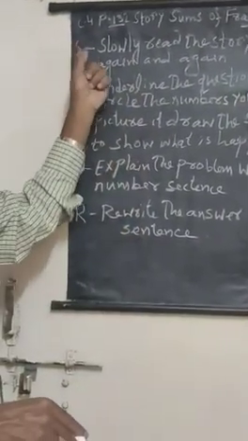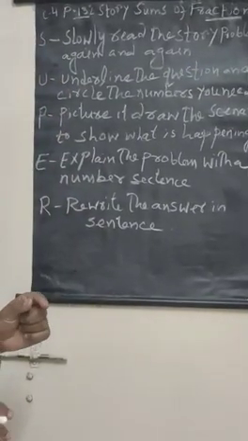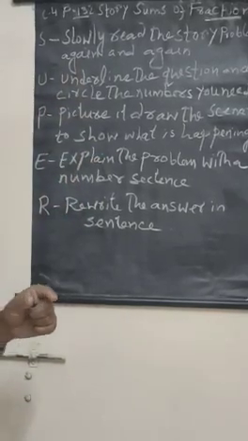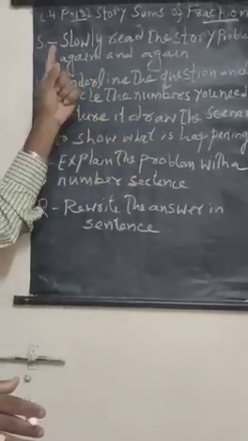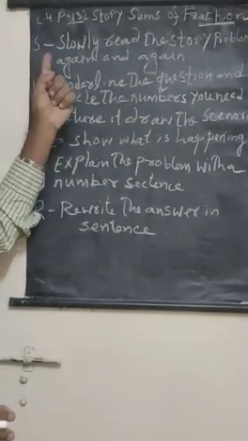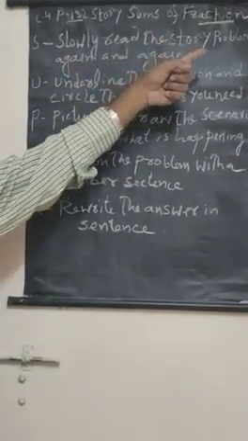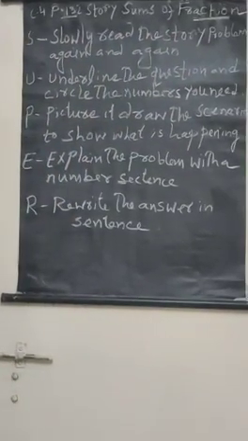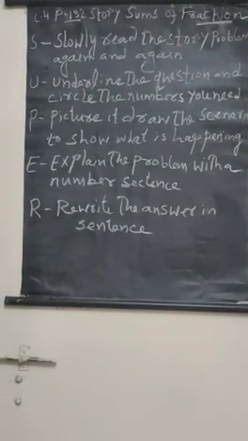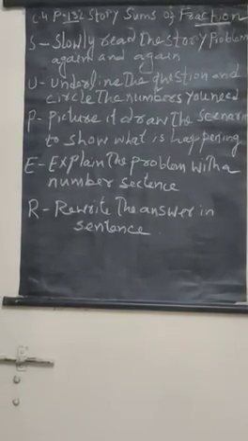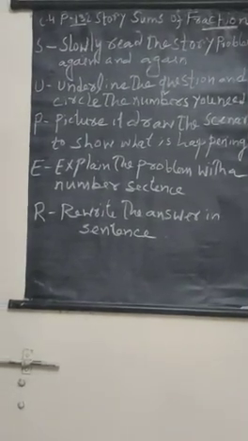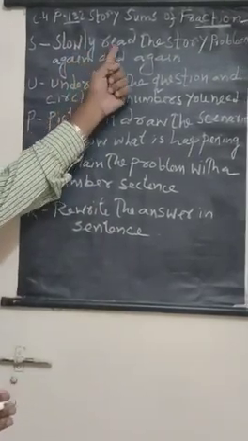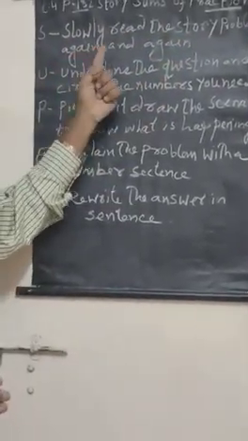For story sums we have to follow one formula. I will explain it to you, and we will try to follow it. Generally whenever I am doing story sums, I follow this. First is S. S stands for slowly read the story problem again and again. This is very, very important for story sums, because you have to understand the English, read the question, and understand in your mind what you have to do.